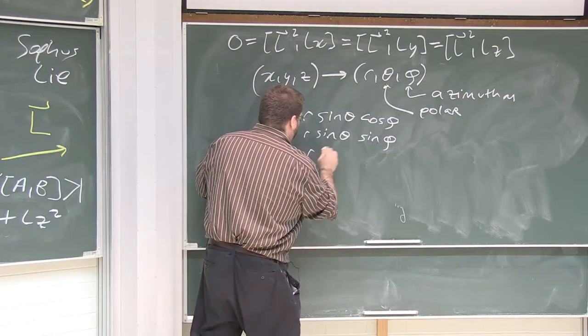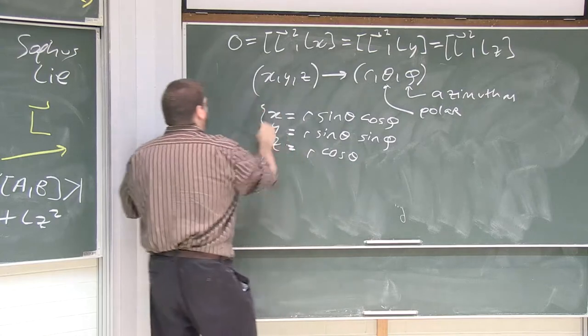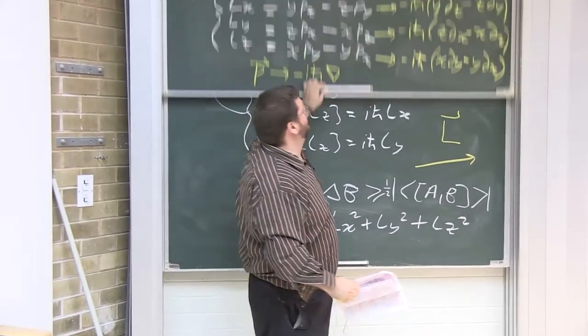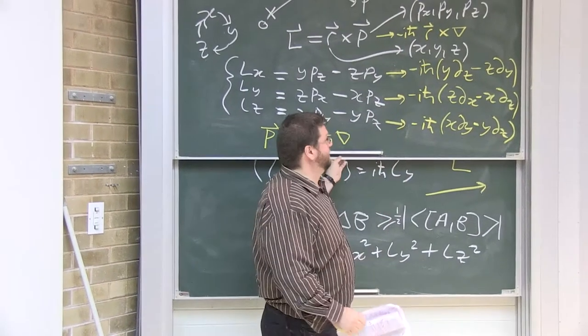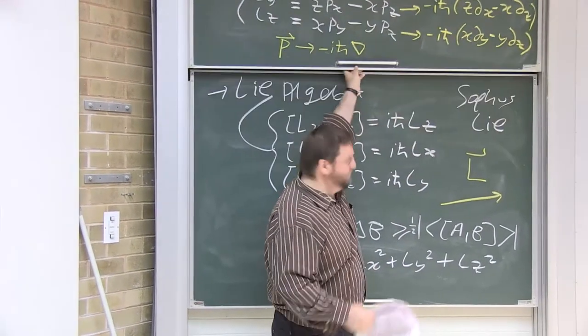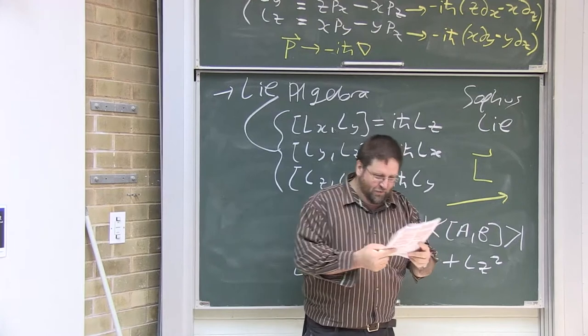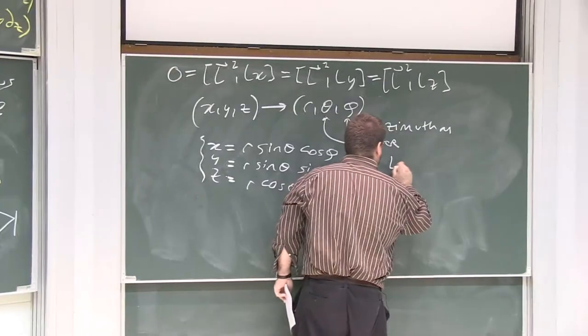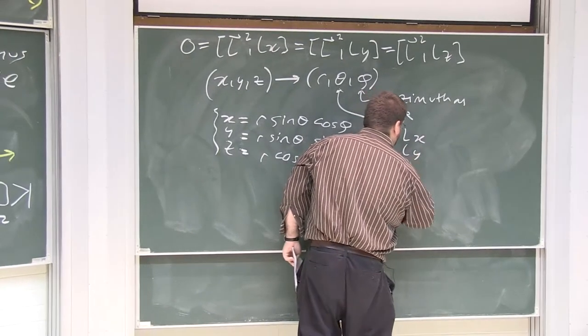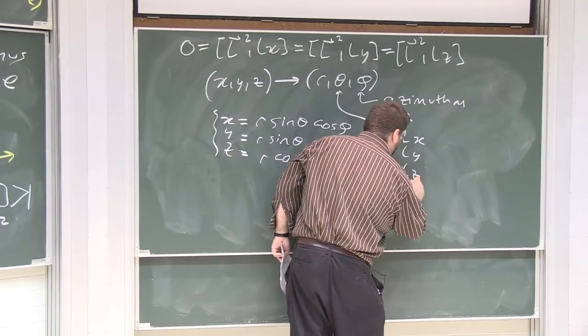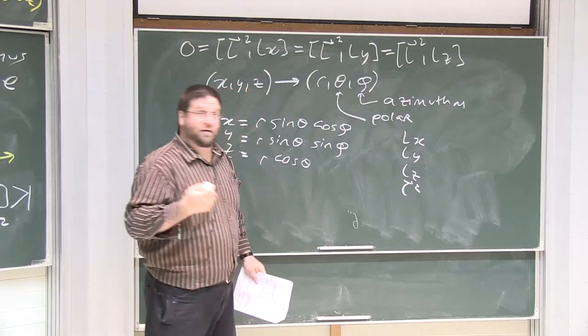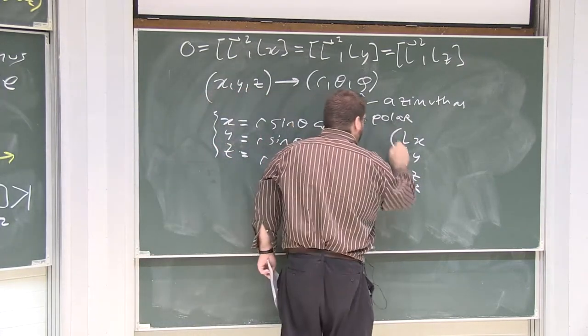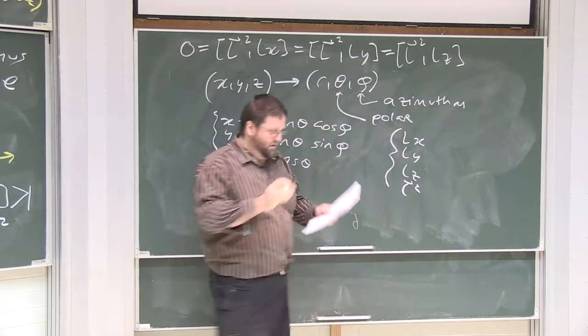So the question is, what do these things look like in spherical polar coordinates? And the answer is they look disgusting. Equation 206: write down the spherical polar coordinate form of Lx, Ly, Lz, and L squared. And again, many of these equations are so complicated, I'm not going to write any of them down.